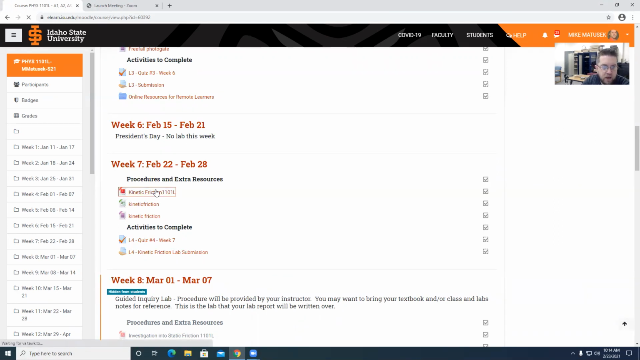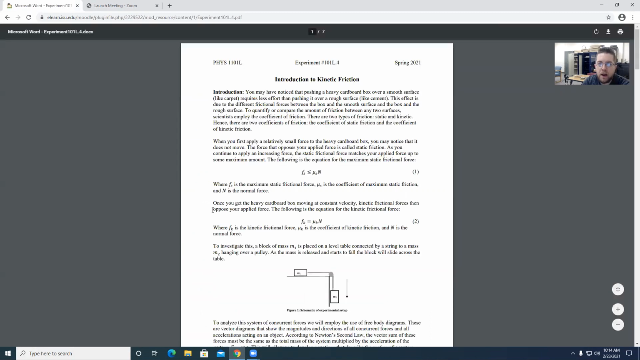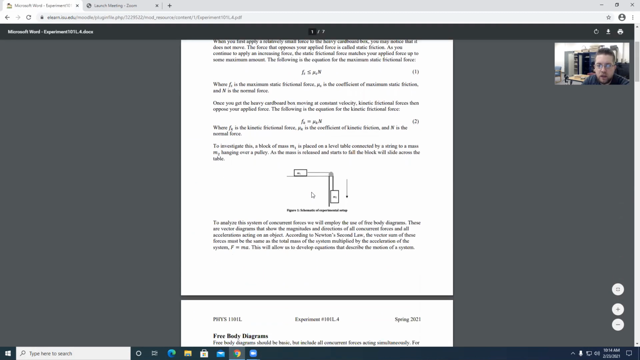So the Kinetic Friction Lab procedure goes through and discusses the forces of kinetic and static friction, how they are defined by the coefficient of friction and the normal force, the support force acting upward. We have this figure 1. This is essentially the apparatus that you'll be using.